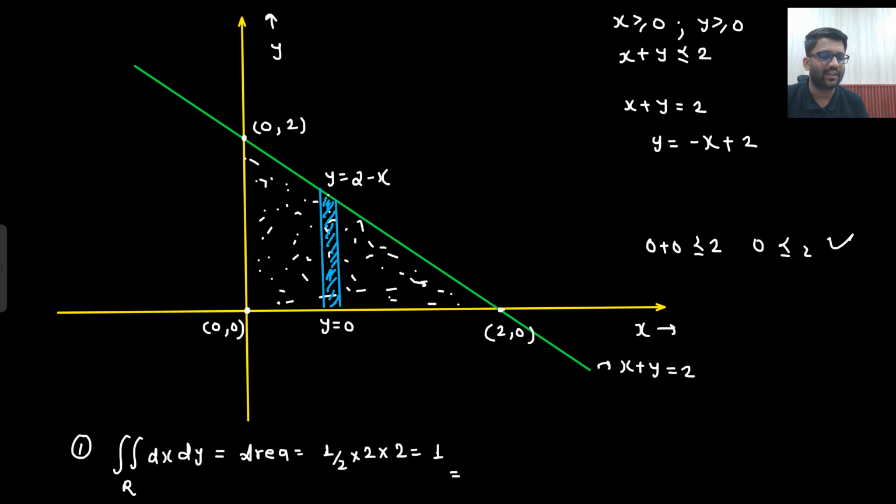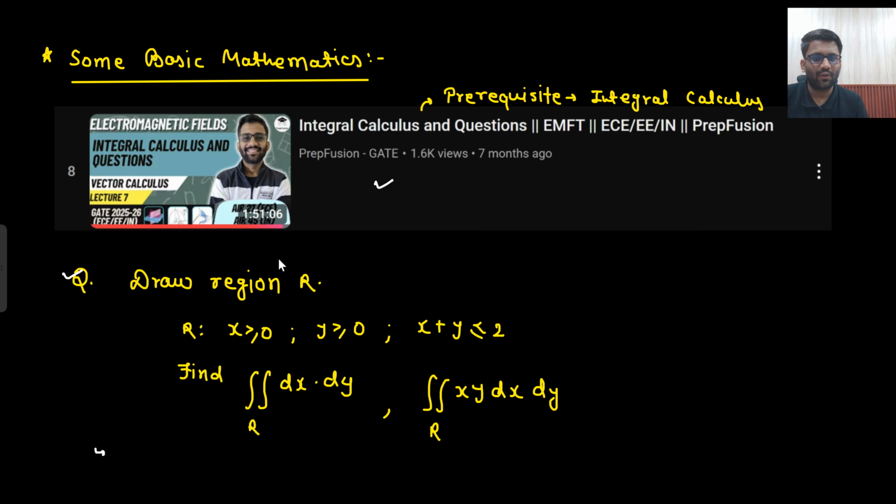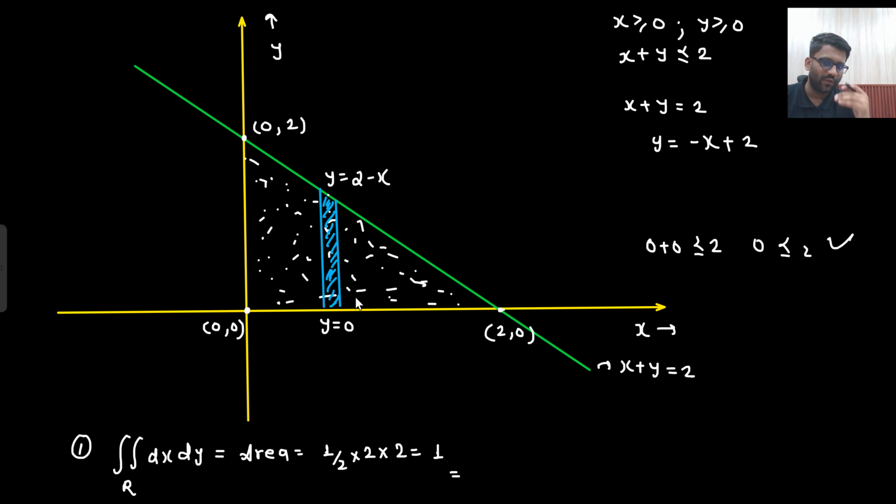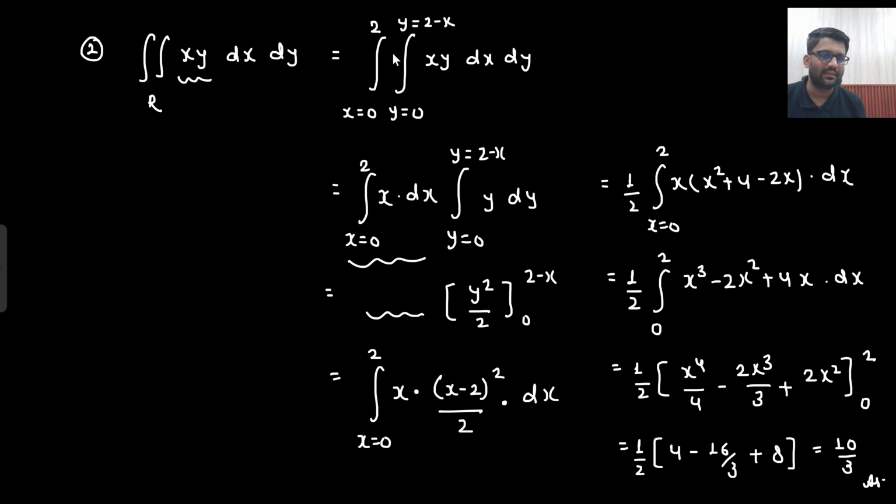So now I need to take the strip. How will I take the strip? I will take the vertical strip. I can take the horizontal strip as well, but usually we take the vertical strip. In this particular video, you will find a lot of examples where I have taken the horizontal strip as well. Whatever strip you want to take, you can take. So I am taking the vertical strip going from y equals to 0 to 2 minus x. So limit of y is going from 0 to 2 minus x, limit of x is going from 0 to 2. This is how we need to solve it.